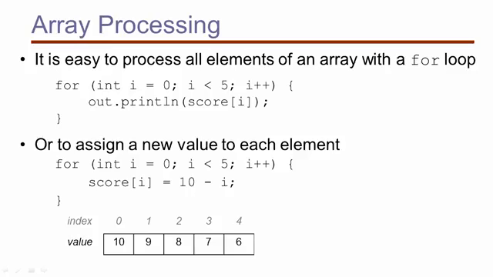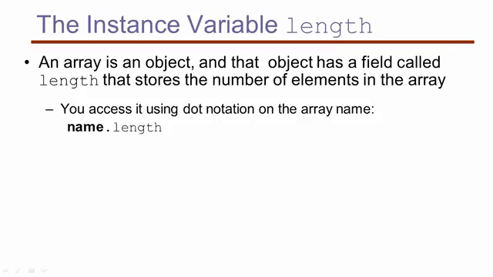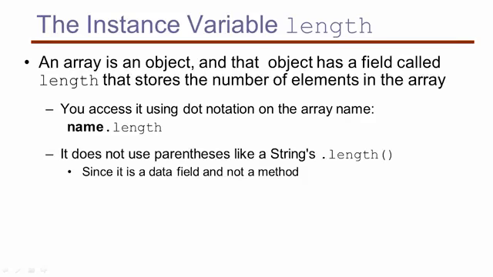Now, there's one additional thing about arrays that makes processing them in for loops easy. Every array object has a data field called length that keeps track of the size of the array. Thus, you do not have to remember the size of the array. Rather, any array can tell you its size by accessing its length field. You can access the length field of any array by using dot notation on the array name. This is slightly different than accessing the length of a string, since for strings, length is a method that requires the parentheses, whereas for arrays, length is a data field and does not use parentheses. Note that this data field is read-only, and thus you cannot assign a new value to it.